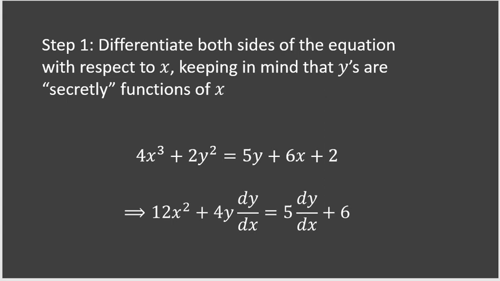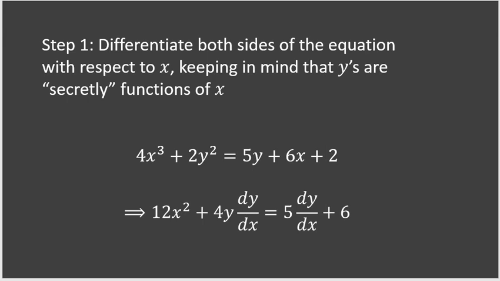So you're given your equation. Step one, you're going to differentiate both sides of your equation with respect to x, keeping in mind that the y's are secretly functions of x. So starting with the left-hand side, we have 4x cubed. Take the derivative of this thing with respect to x. This is just a basic power law, nothing crazy happening here.